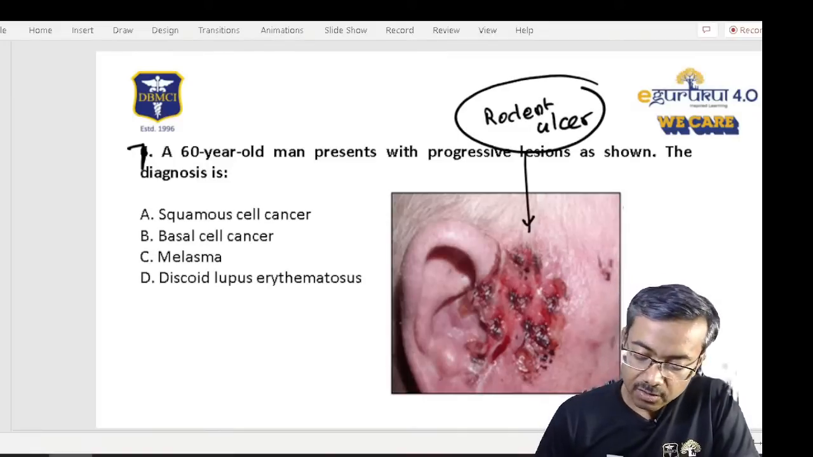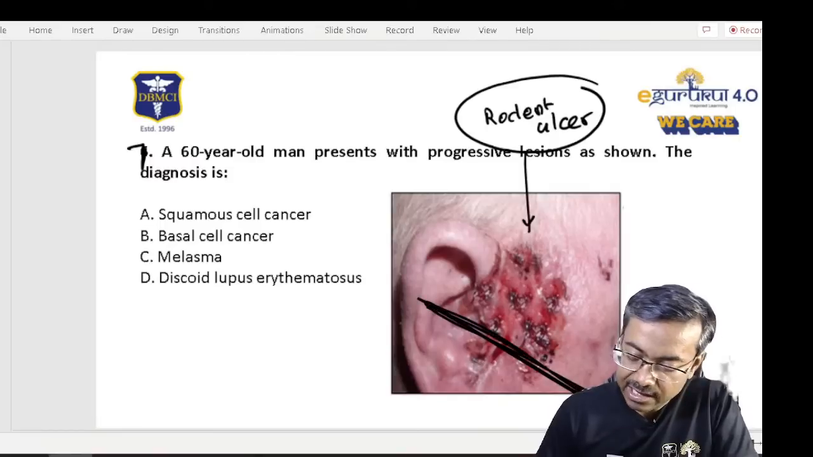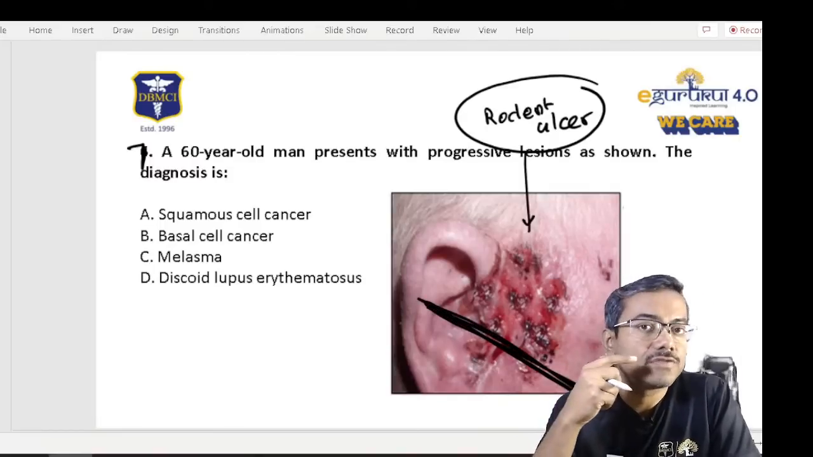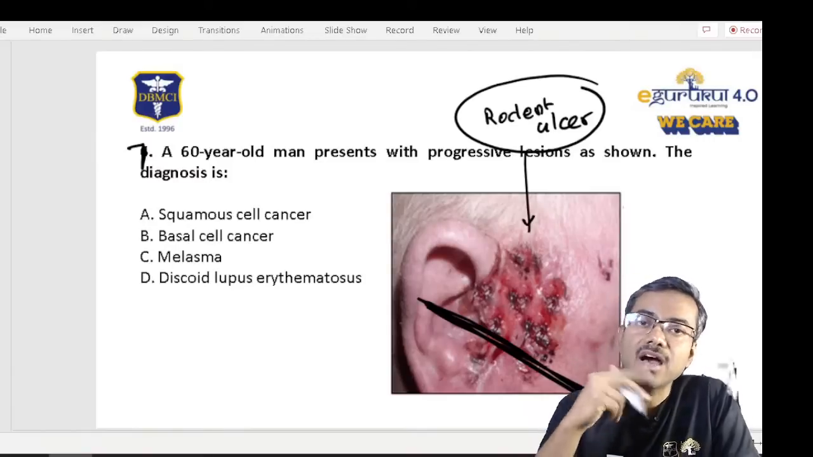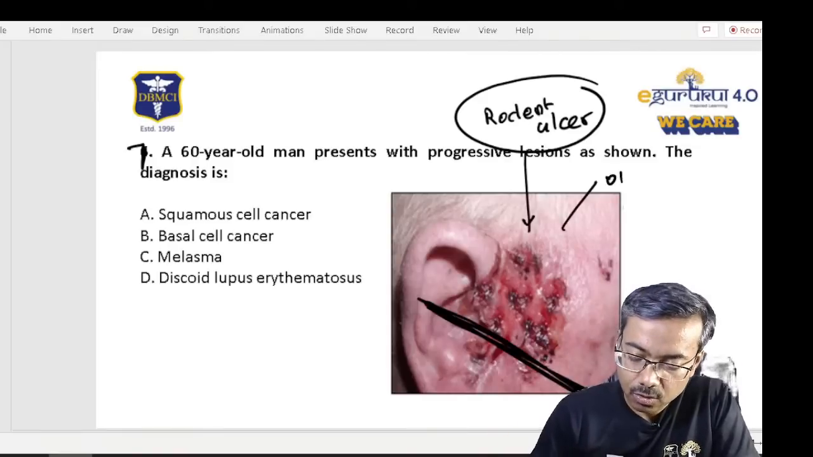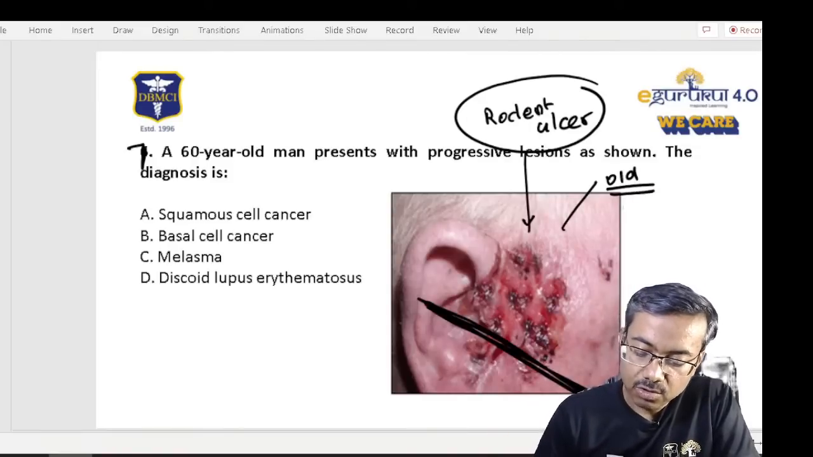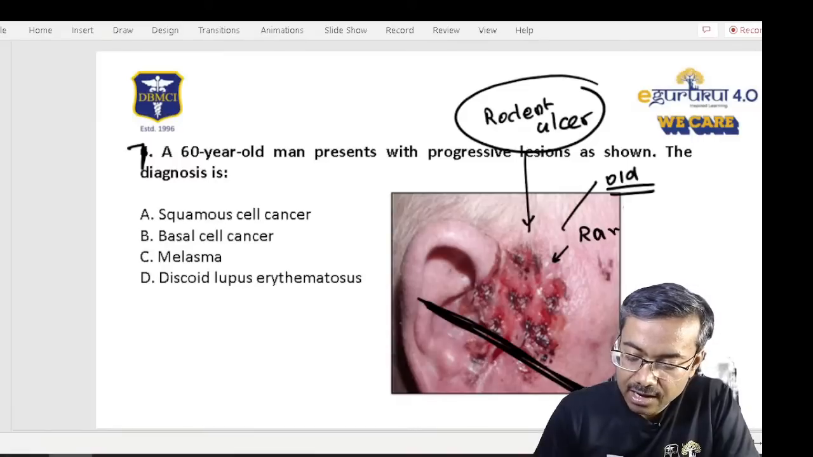Rodent ulcer typically comes above this line. See this line? It is from the tragus, from the ear to the angle of the mouth. Tragus to the angle of the mouth. Above that, you have the lesion, usually in an old person. Usually, you will have this ulcer which rarely metastasizes.